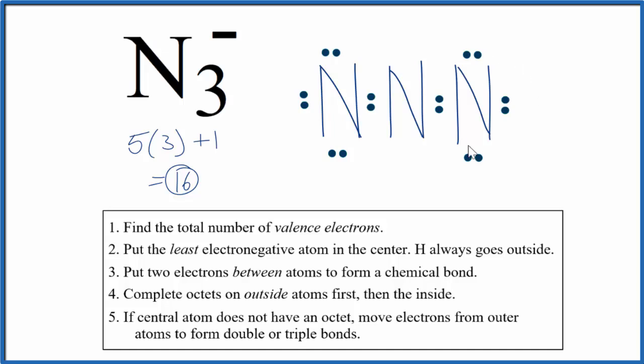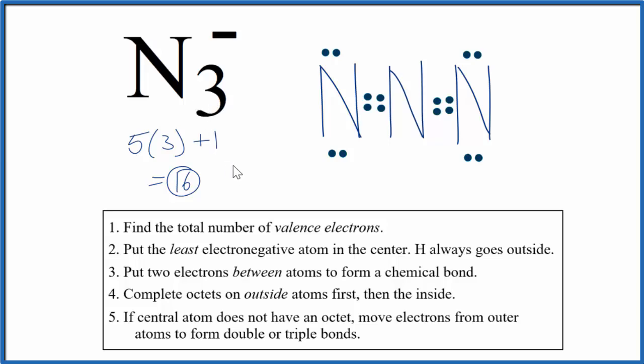Each nitrogen on the outside has an octet, but the nitrogen on the inside only has 4 valence electrons. What we can do if we don't have an octet on that central atom, we can move electrons from the outside to the inside and form double or triple bonds. So if we move these here, now we have 8 valence electrons for this nitrogen. This one has 6, so it's getting better. Let's move these here. Now this has 8, this has 8, and this one has 8. We're still using 16. This is the Lewis structure for N3-, the azide ion.